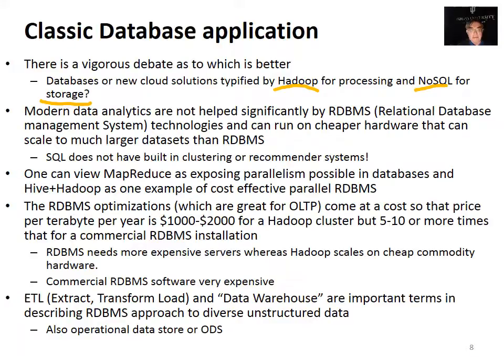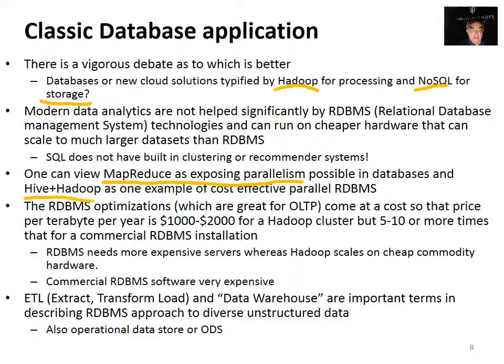In some sense, I think this argument is now sort of over. Both sides are right. Traditional databases are wonderful, and Hadoop and NoSQL are wonderful. They have different optimizations. You can view MapReduce as exposing parallelism, which is possible in databases, but maybe typically has not been an emphasis in commercial products like those from Oracle, because the fault tolerance issues were more important than the parallelism issues.